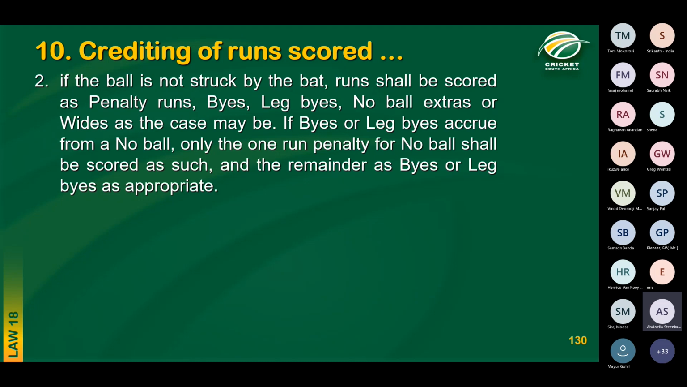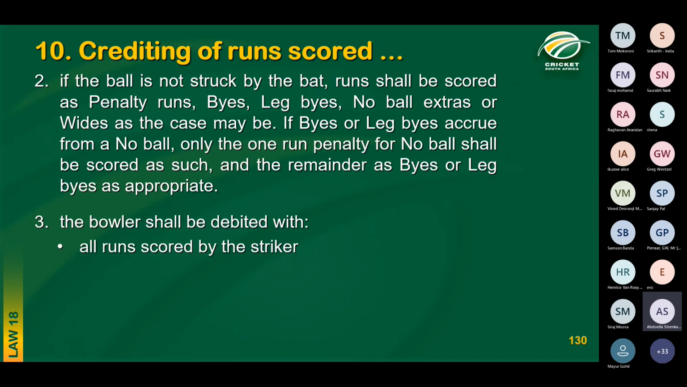If the ball is not struck by the bat, runs shall be scored as either, if there are penalty runs, they will be put in that particular column. If it's byes, leg byes, no balls or wides, there is a column in the scorebook where you add these extras. If byes or leg byes do accrue from a no ball, the 1 run penalty for the no ball shall be scored as no ball extras, and the remainder shall then be scored as either byes or leg byes.